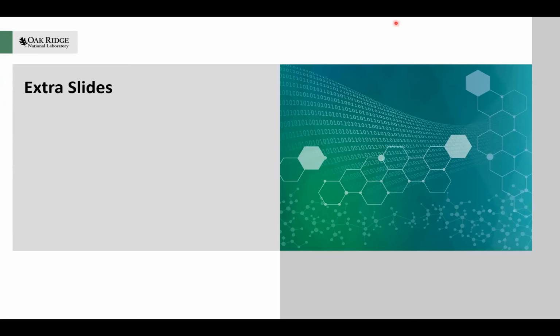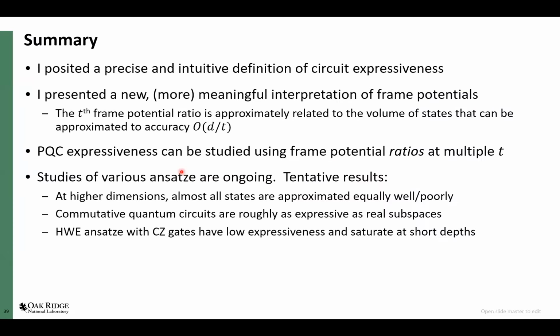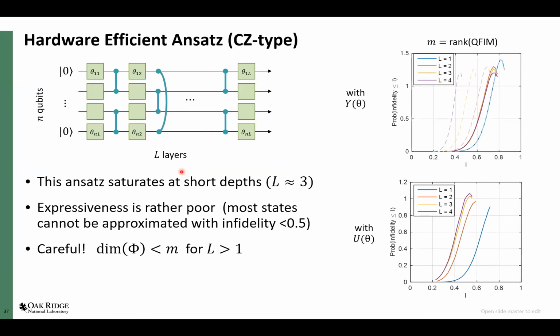Hi, I had a question about the last ansatz you were looking at. Can you explain more how you calculated m differently, and why it is that the rank of the Fisher matrix is lower than the dimension of the set of angles?